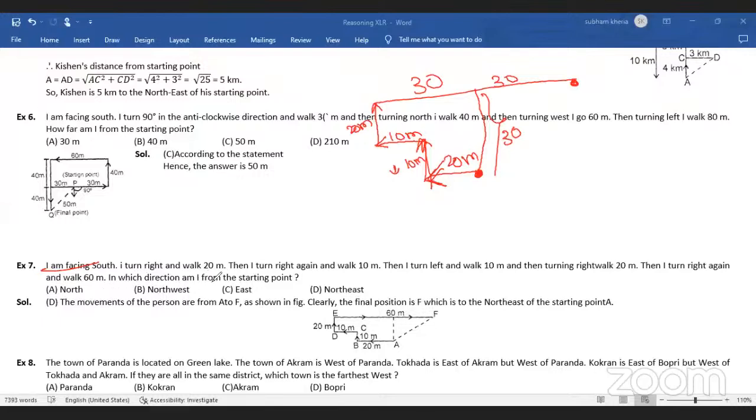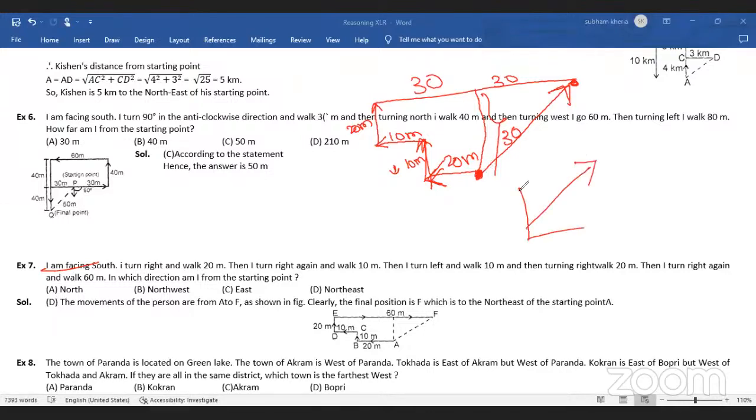In which direction am I from the starting point? Starting point is here, end point is here. Which is this direction? From the starting point, not from the end point. Look, this question is very important. If they are asking from the end point, the answer will be different. If they are asking from the starting point, the answer will be different. What is the answer? Tell me quickly. From the starting point, what is this direction?